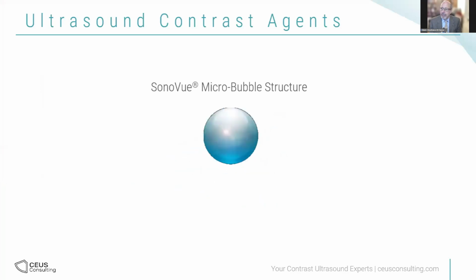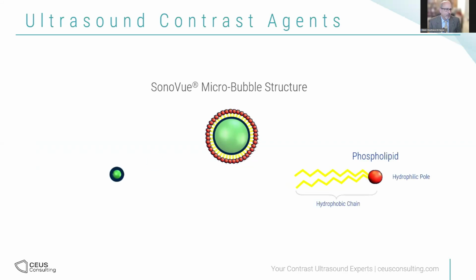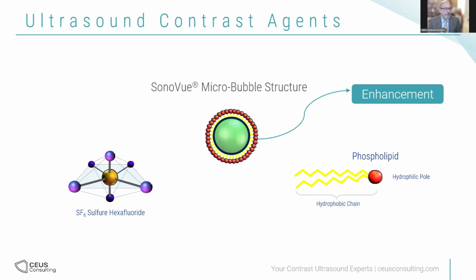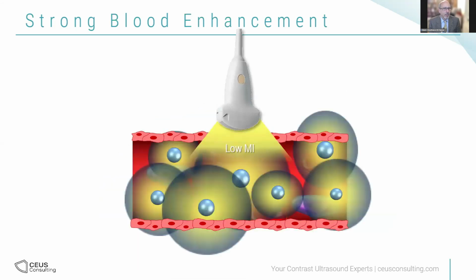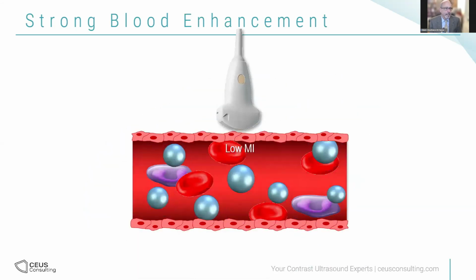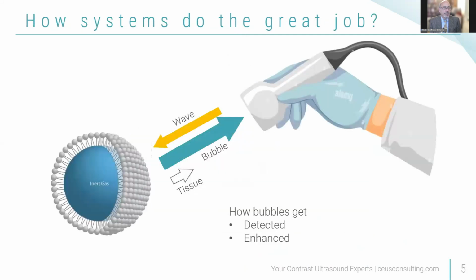So first of all, let's talk about what Sonoview is. The Sonoview bubble is a phospholipid shell embracing an inert gas. The phospholipid shell is flexible, and that will give you the enhancement, the brightness that you see, while the gas, which is sulfur hexafluoride, will give you the stability in time. That is the effect that you get with the low MI. Low MI will create this oscillation in the bubbles. They will compress and expand very nicely. And that is crucial for the machine to detect where the blood flow is.